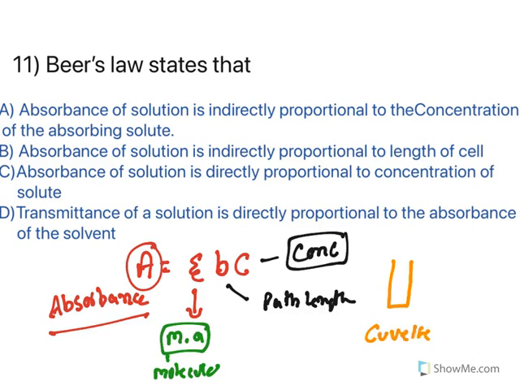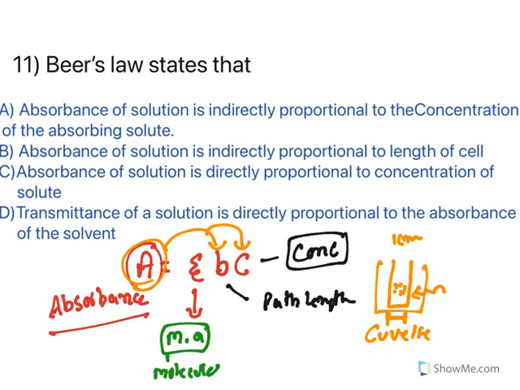So this cuvette, the width of this cuvette is known as path length. Usually it is 1 centimeter. So absorbance depends upon concentration and path length. What does it indicate? It indicates if the number of absorbing species are more, the light absorption will increase.